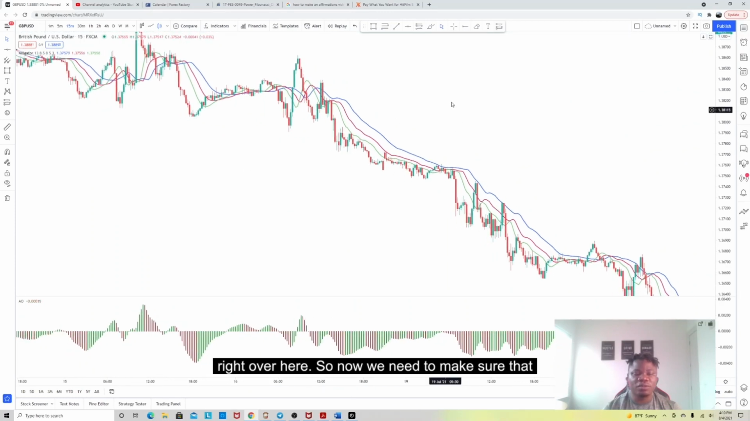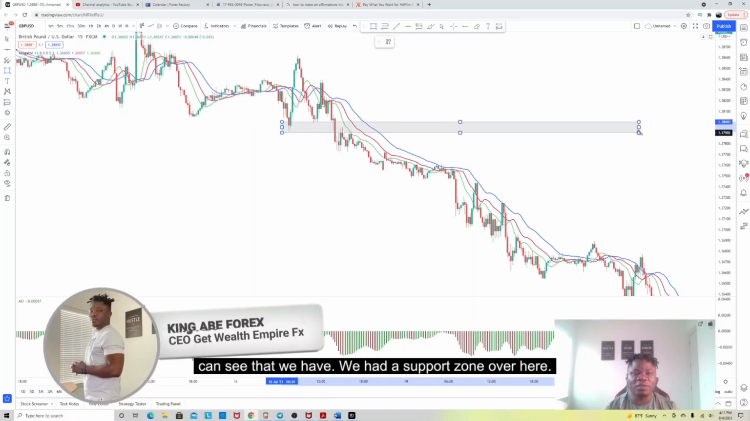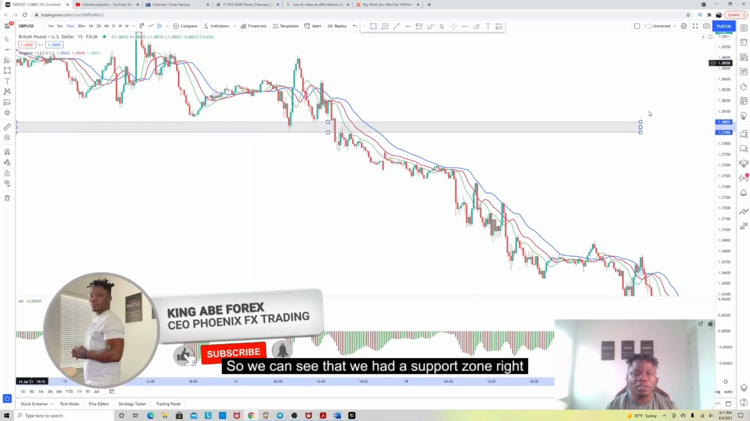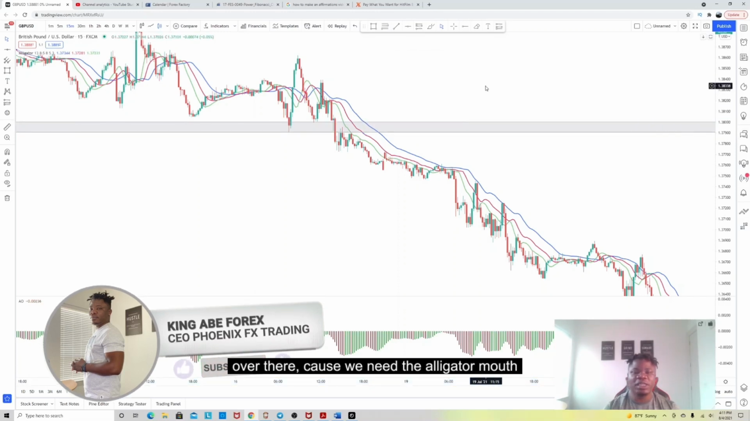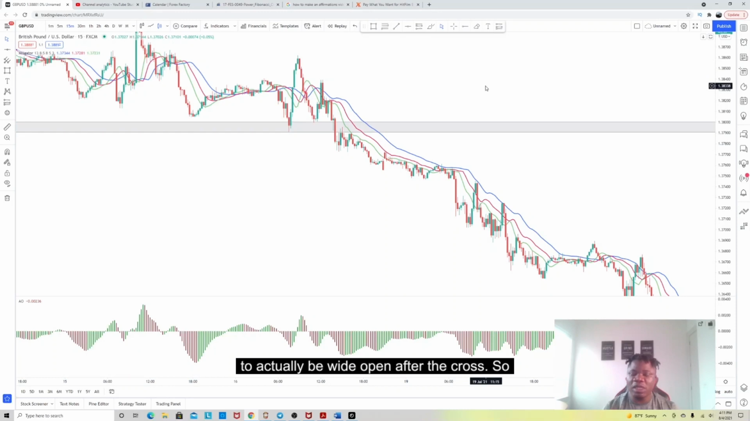Now we need to make sure that the alligator mouth is wide open and the green line crosses the other two lines for a sell trade. We also need to make sure that the awesome oscillator bars are facing down, meaning they are below the 0 line. Looking at this alligator indicator, now that we have the confirmation, price is below and the alligator mouth is wide open. But before we actually get in, we can see that we had a support zone over there, because we need the alligator mouth to be wide open after the cross.